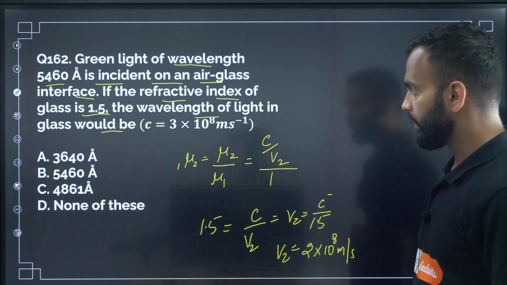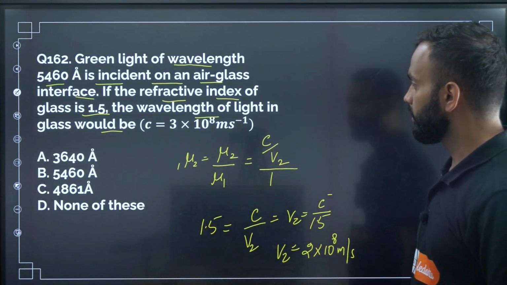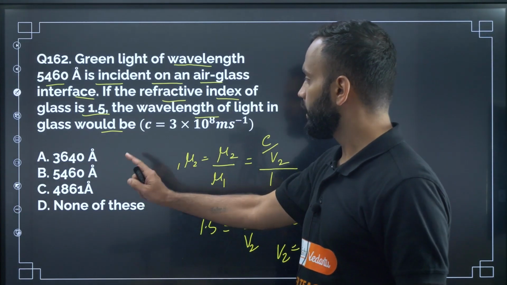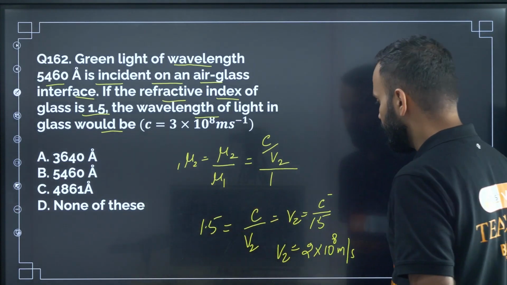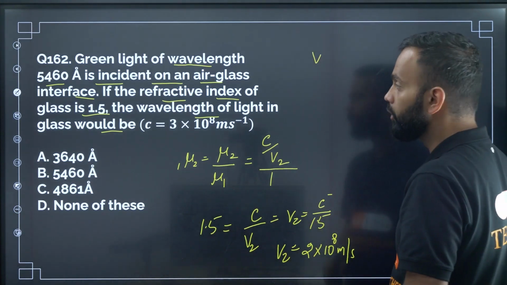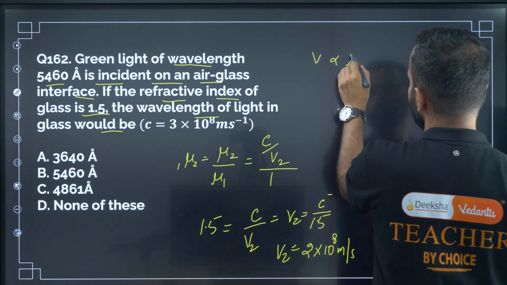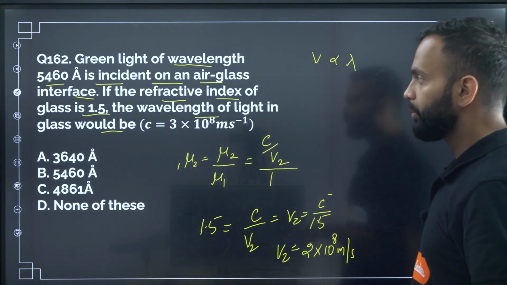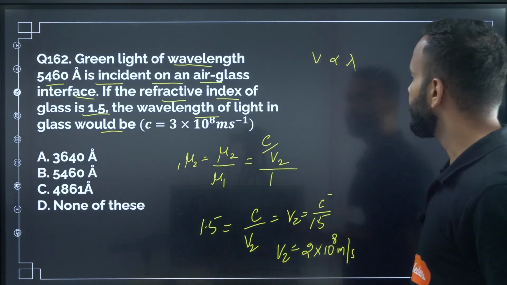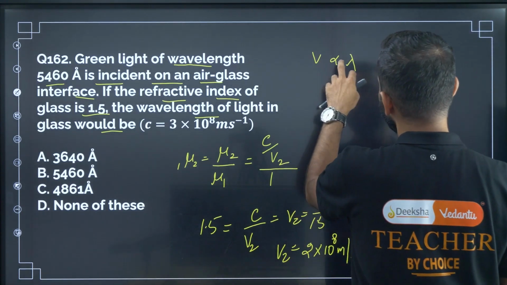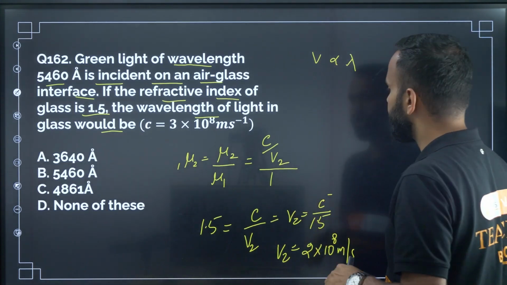So we need to find the wavelength of the light in glass, right? Here velocity of the light is directly proportional to lambda. When light travels from one medium to other medium, frequency does not change. Frequency of the light does not change. So V is directly proportional to lambda, right?